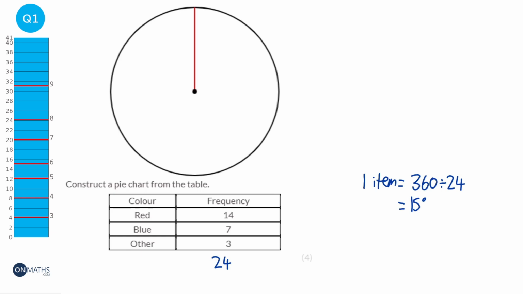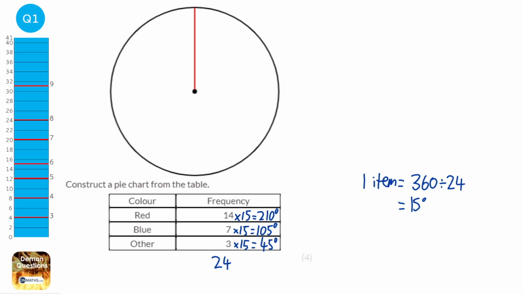To find out the angle for red, well, we've got 14 items, times it by 15, and that will give us 210 degrees. And we're just going to times each of these by 15, which would be 105, and the final one times 15 is 45 degrees. Add them up and they add up to 360, which is good. They need to add up to 360.